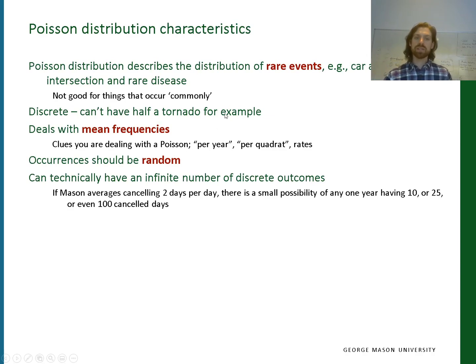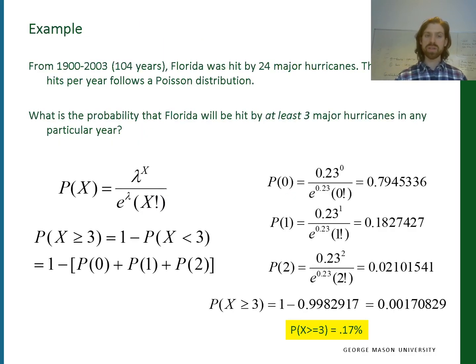So the characteristics of Poisson distributions is that they are good for describing rare events, so tail events. And they're not so good for describing things that commonly occur. Ultimately, the distribution is based on discrete outcomes, so you can't have half a tornado or half a hurricane, for example. And we are interested here in the mean frequencies. Again, one of the assumptions is that the occurrences should be random, and technically you could have an infinite number of discrete outcomes. Okay, so let's do an example.